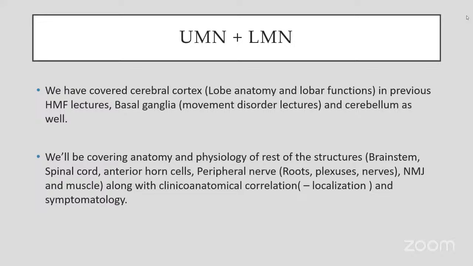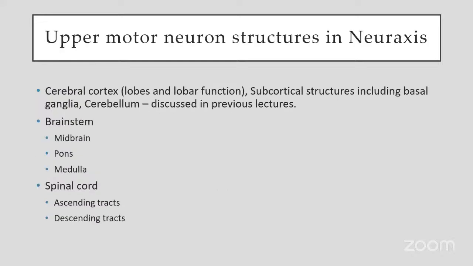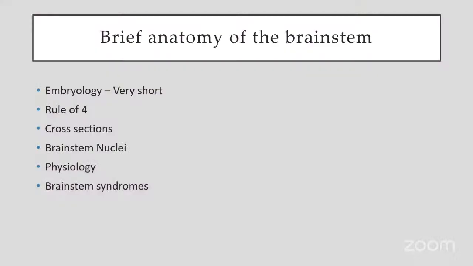So we have covered detailed cerebral cortex lobe anatomy and lobar functions in previous lectures. And basal ganglia also we have covered, and cerebellum we have covered. So I'll not be covering those. I'll be covering the physiology and anatomy of the brainstem, spinal cord, anterior cells, peripheral nerves, especially roots and plexuses, and neuromuscular junction, along with the clinical and anatomical correlation and symptomatology. The upper motor neuron structures in your axis are cerebral cortex, subcortical structures, cerebellum, brainstem, midbrain, pons, medulla, spinal cord, that is the ascending tracts and the descending tracts. Moving on to brainstem, I'll cover the anatomy in brief, a very short review of embryology. We'll discuss rule of four, the cross sections of the brainstem at various levels, brainstem nuclei, the physiology, and brainstem syndromes.